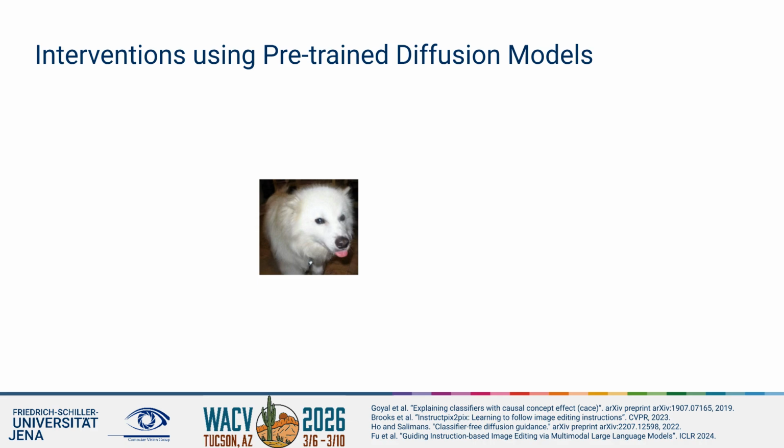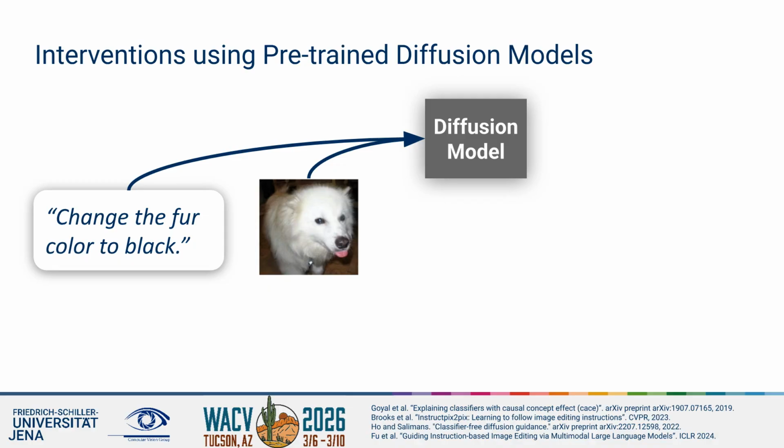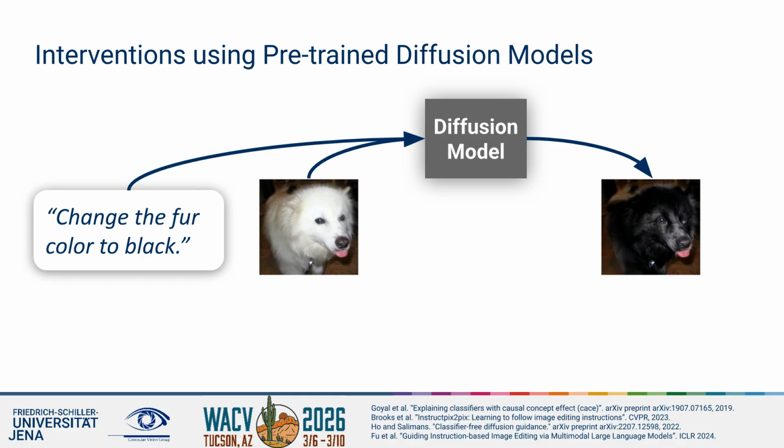We do this to edit the input image. For example, consider here the following interventional instruction: change the fur color to black for this white dog image. Using a diffusion model, we can generate outputs that align with the interventional edit instruction. In particular, in our work, we use the MGIE model, and of course, this depends on different parameters.